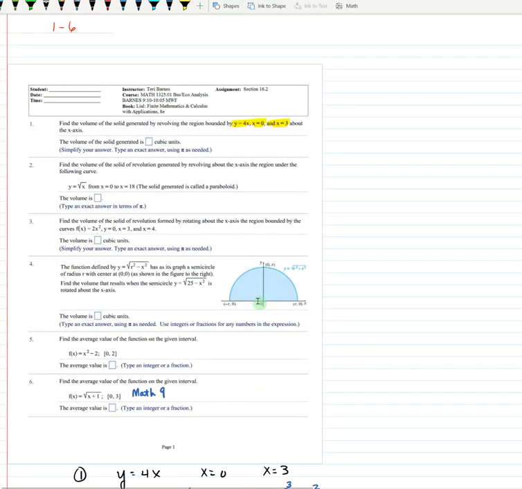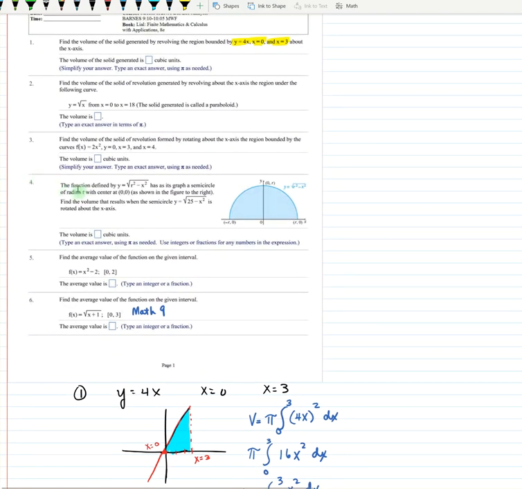Number 4. The function defined by the square root of r squared minus x squared has as its graph a semicircle with radius r and center at (0, 0). Find the volume that results when the semicircle of y equals the square root of 25 minus x squared is rotated about the x-axis.